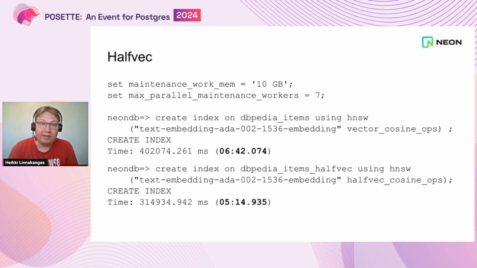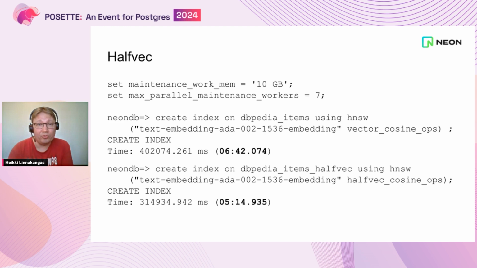So I have an example here of the halfvec data type. You can see that this is the same data set I had with the queries earlier. The index build with the regular vector type took almost 7 minutes, 6 minutes and 42 seconds here. But with halfvec, it only took 5 minutes, 14 seconds. So the time to build the index didn't quite go down to half the time, but it took about a quarter less build time.